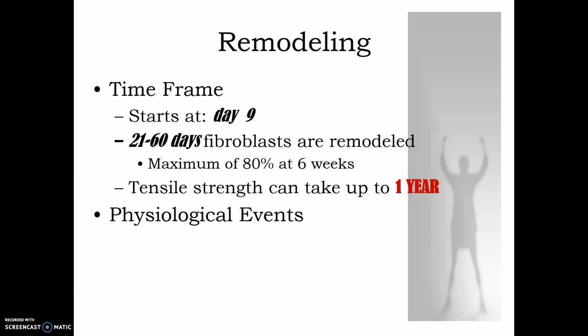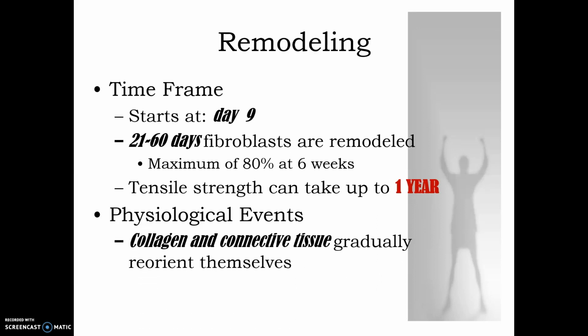Your book even says up to 24 months, because during this time, our collagen and connective tissue are reorienting themselves. We are creating a balance between lysis and synthesis, and we have to keep that balance up with an appropriate amount of oxygen. This is where the angiogenesis comes into play. If we don't have enough blood supply, we don't have enough oxygen for the tissue to heal, and therefore we're going to get an excessive amount of lysis without synthesis.